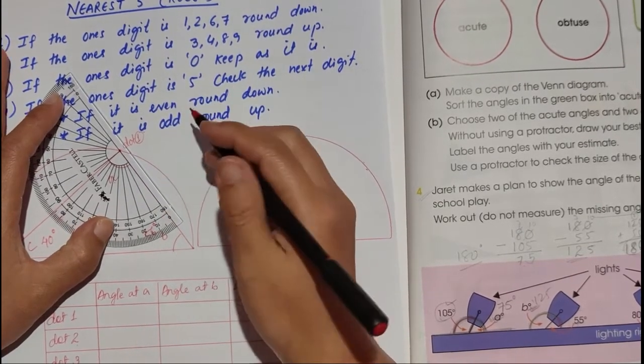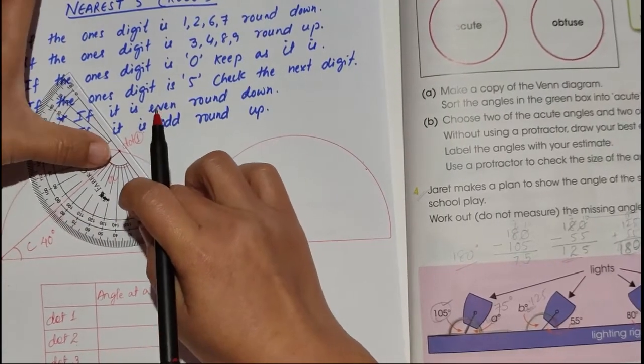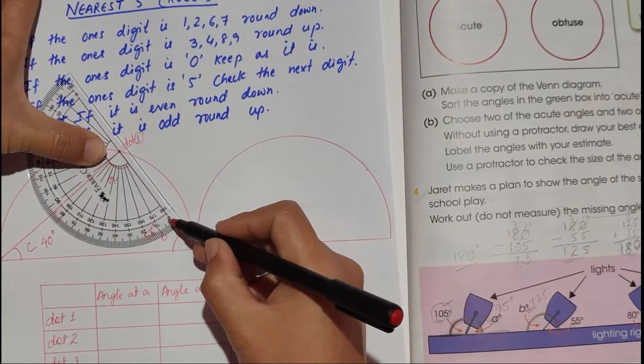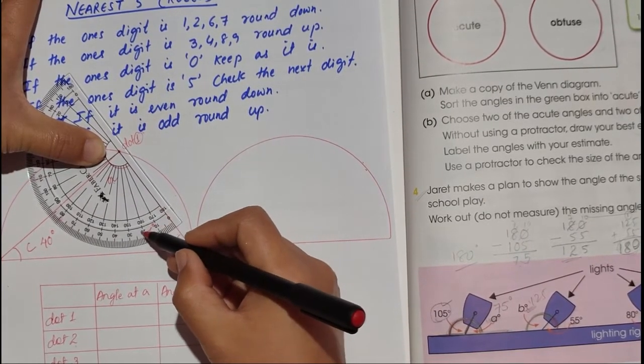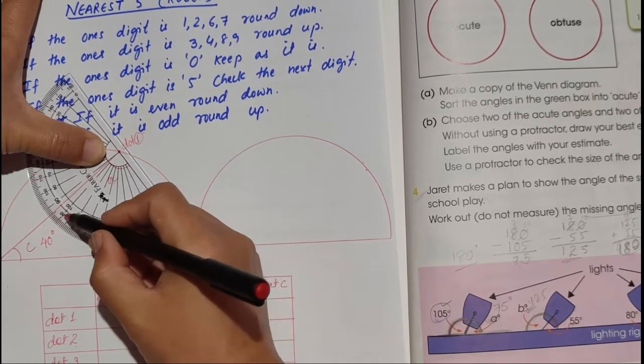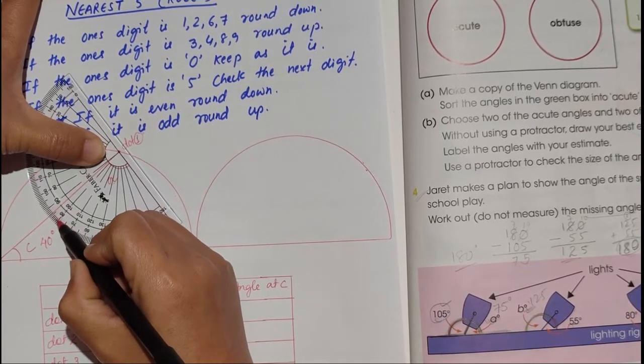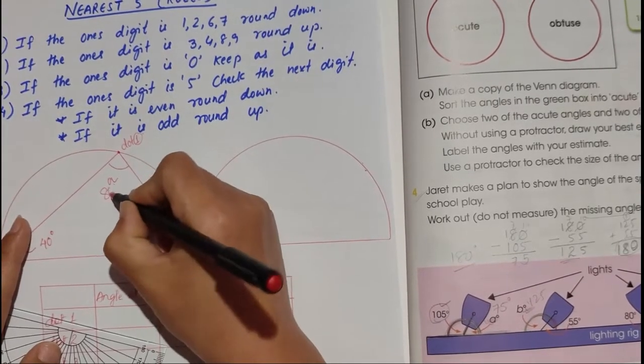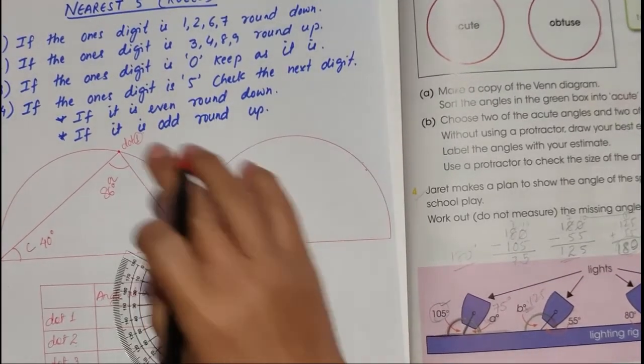Alright, now that you have adjusted, this line will be for your 0. Your 0 is on the outer scale, so I'm going to use this outer scale: 0, 10, 20, 30, 40, 50, 60, 70, 80, and 81, 82, 83, 84, 85, 86. It's on 86, so write 86. This is for dot number 1.